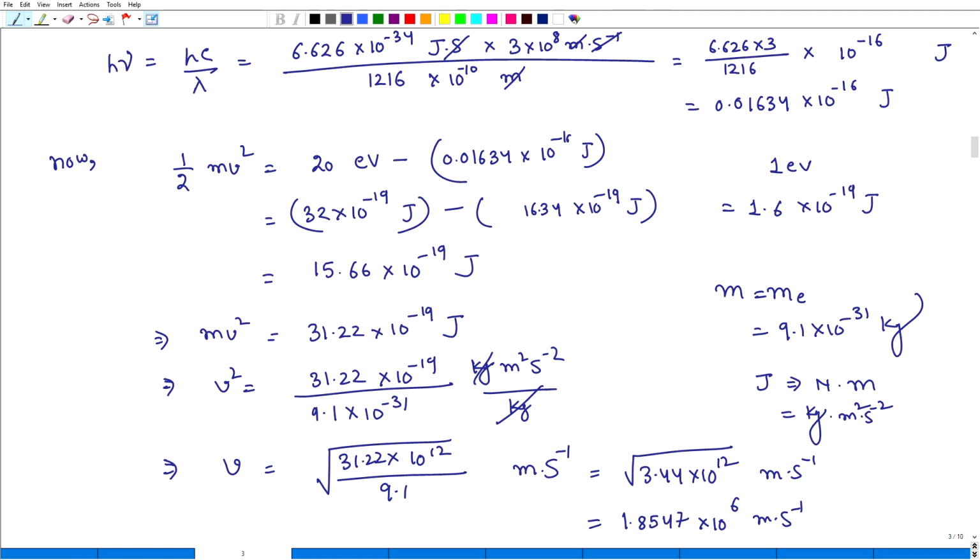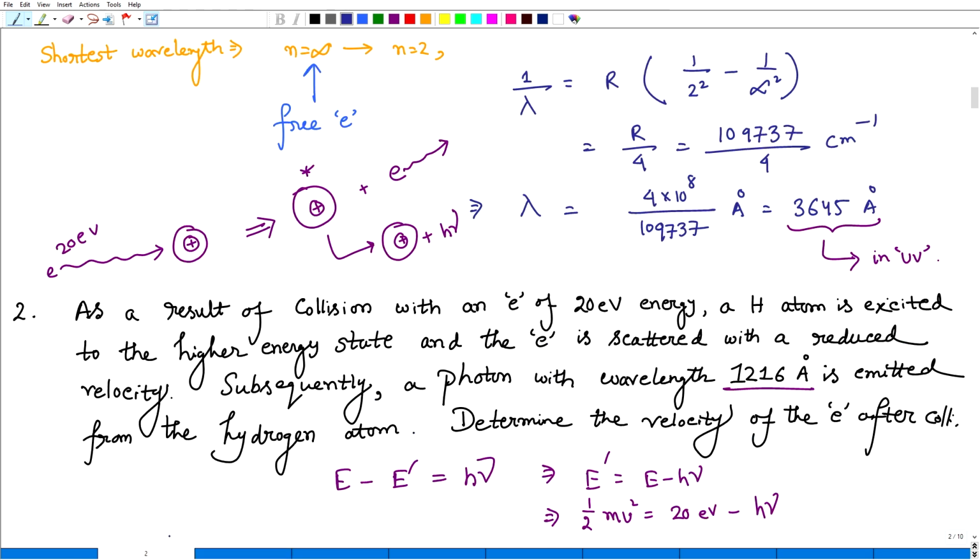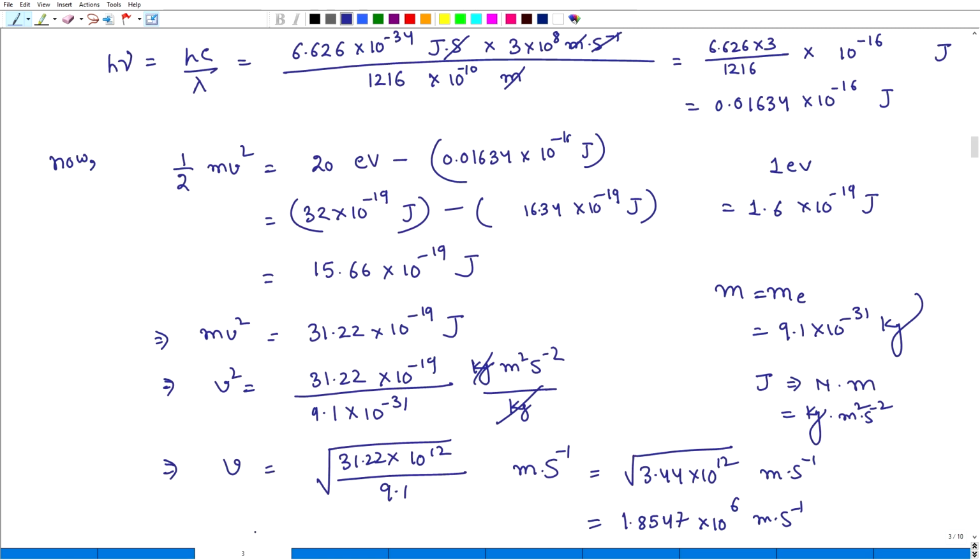So this problem is also quite straightforward, but we have to first understand the physical picture, then we can easily do the calculation. The rest of the part is just numerical calculation. So this is the final answer. Let me stop here. In the next part we will discuss other numerical problems.